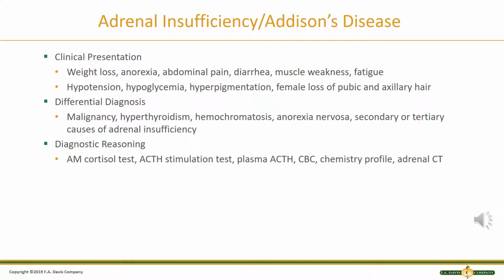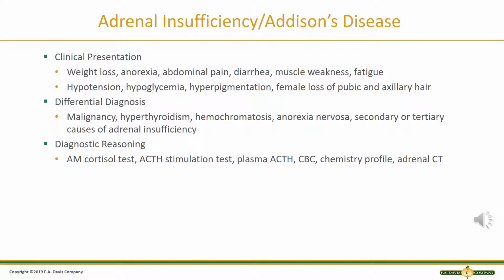Differential diagnosis is going to be to figure out if this is coming from a primary or Addison's disease, or if it's secondary or tertiary cause of adrenal insufficiency, or things that have nothing to do with adrenal insufficiency in general, such as malignancy or a thyroid issue, or maybe they're having an eating disorder.